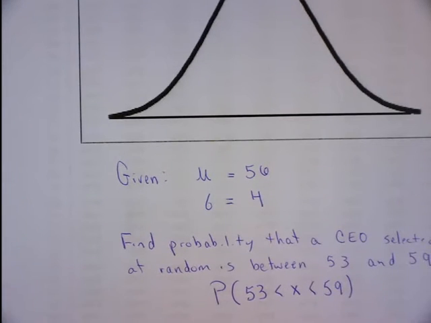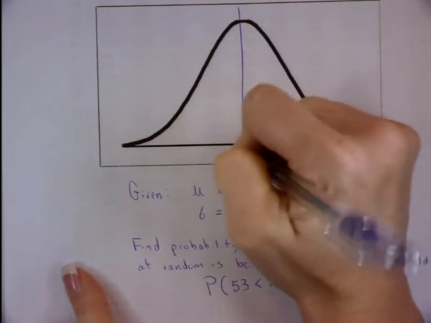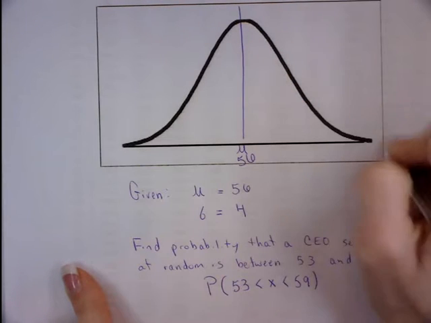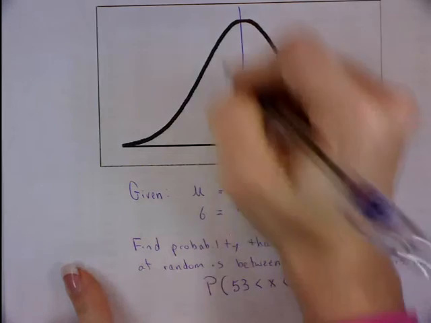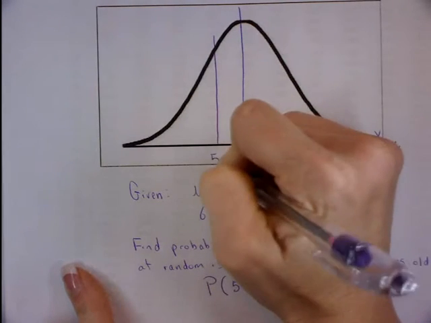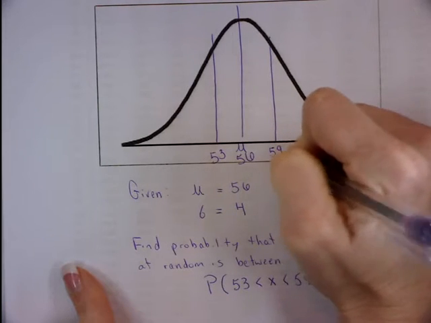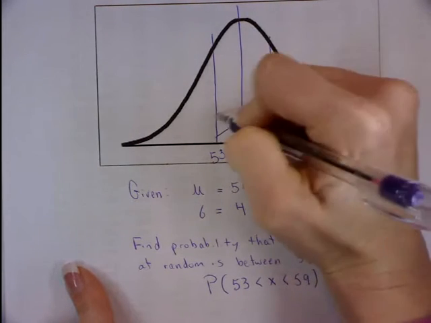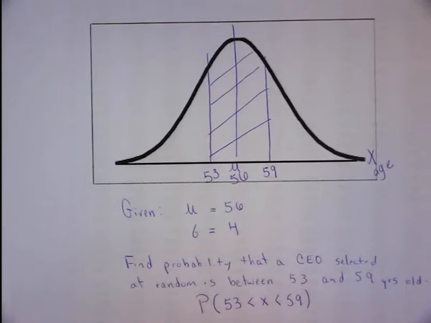So, the picture. The mean of 56 is at the center. This is the x-axis, which is age. And 53 would fall here, and 59 would fall here. And then I'm going to shade the area between the two. That area is the probability that a CEO selected at random is between 53 and 59 years old.